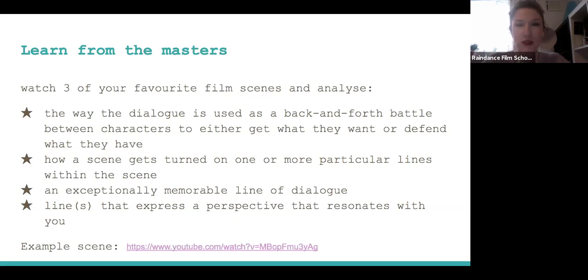And also look out for lines that express a perspective that resonates with you, because I guess if it's one of your favorite film scenes of all time, then it has something to do with you. It resonates with something that you believe in, or maybe don't believe in, or it's quite the opposite, but it addresses something. And then also just notice it for yourself.